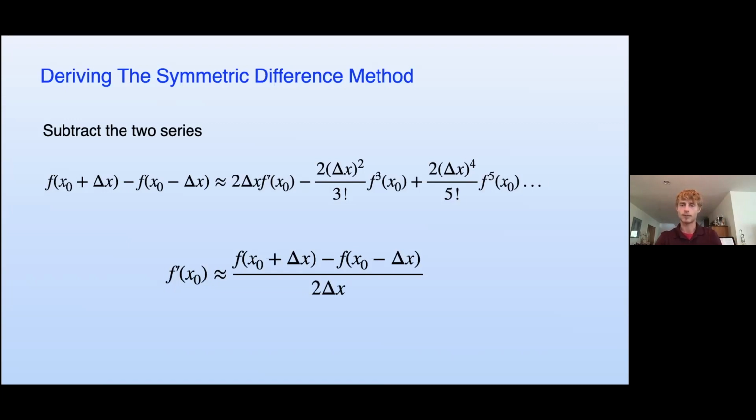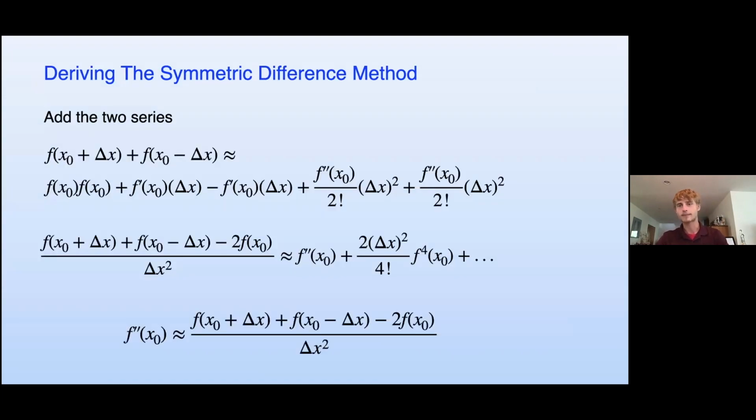Our wave equation is going to be working with a second derivative. So in order to do that, we need to find an approximation for the second derivative. To do that, we're going to add our two Taylor series expansions. And you'll see there's a few terms here that cancel out.